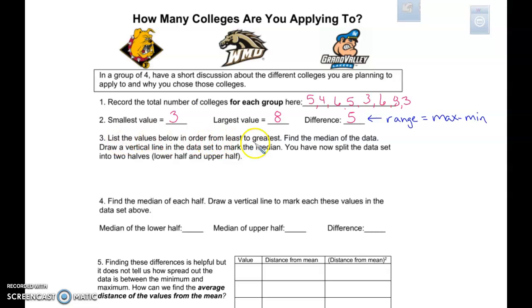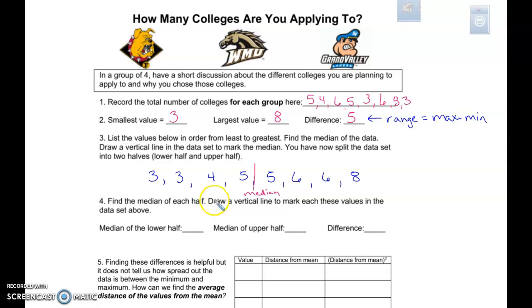Yours says list the values below in order from least to greatest, which you should have done. And maybe he did it in his video, so it would be 3, 3, 4, 5, 5, 6, 6, and then 8. Okay, find the median of the data. Draw a vertical line in the data set to mark the median. Normally we just cross them off. So 1, 2 on this end, 1, 2 on this end, 1, 1. So it actually splits this right in half right here. Okay, this would be the median.